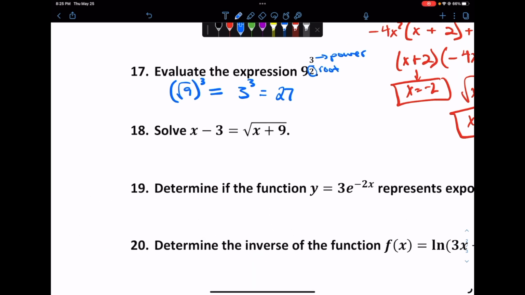All right, number 18. I want to solve x minus 3 equals square root of x plus 9. So we're going to square both sides. But remember, when we square the left side, this is x minus 3 times x minus 3.